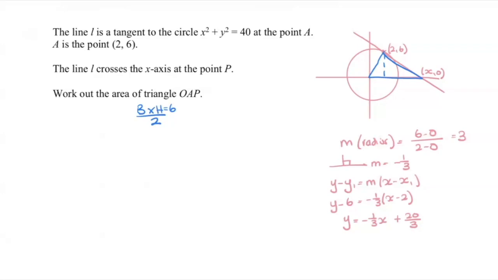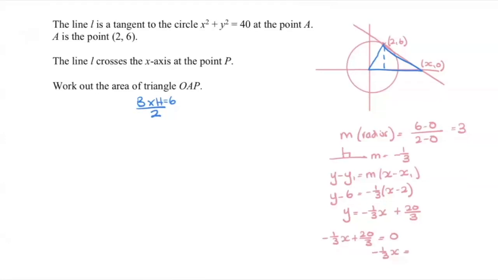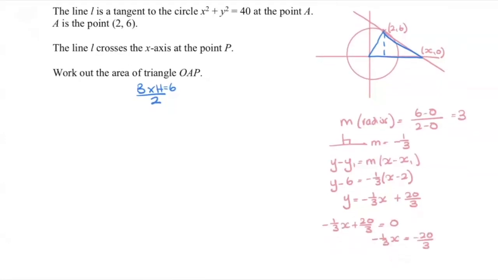I want to know the x value when y is 0. So I'm going to set my equation, minus a third x plus 20 over 3, to equal 0. I'm then going to just rearrange so that I can get x on its own and work out that x is actually going to equal 20. So I now have the base of my triangle. It's 20. So to finish off, I'm going to do 20 times 6 divided by 2. This gives me 60, which is the area of my triangle.